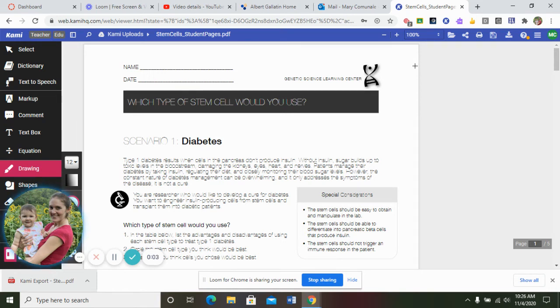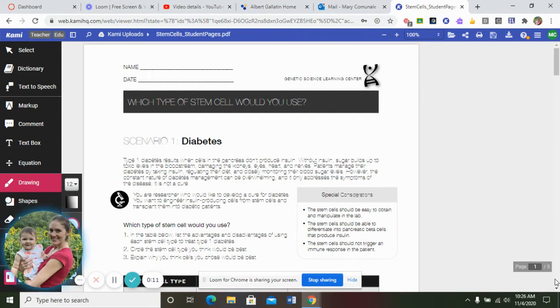Okay, so last class you would have completed a web quest on the different types of stem cells and their functions. Today and for the next class, you're going to be working on 5 scenarios and determining what the advantages, disadvantages, and which type of stem cell would be best for each type of disease.